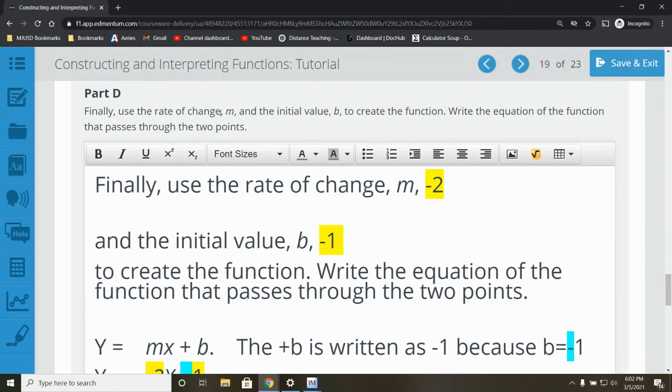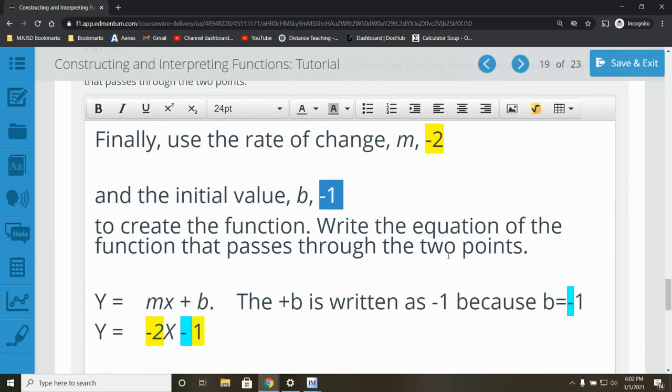Part D, finally use the rate of change, m, and the initial value, b, to create the function. Write the equation of the function that passes through the 2 points. So, the rate of change, or m, which is slope, is negative 2. The initial value, b, is negative 1. That's the y-intercept. To create the function, write the equation of the function that passes through the 2 points.